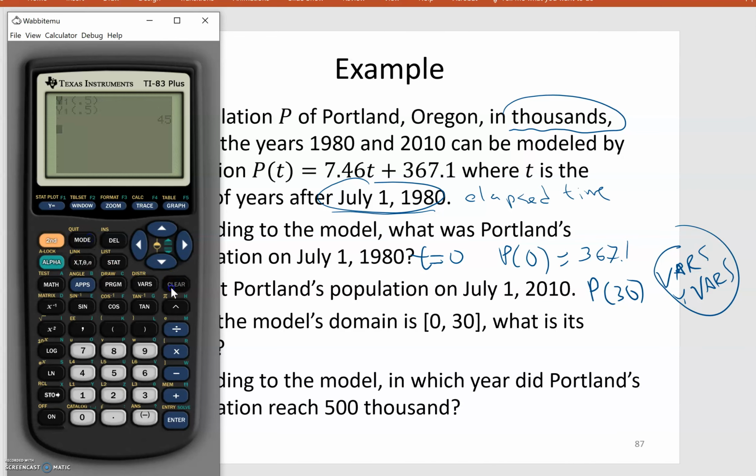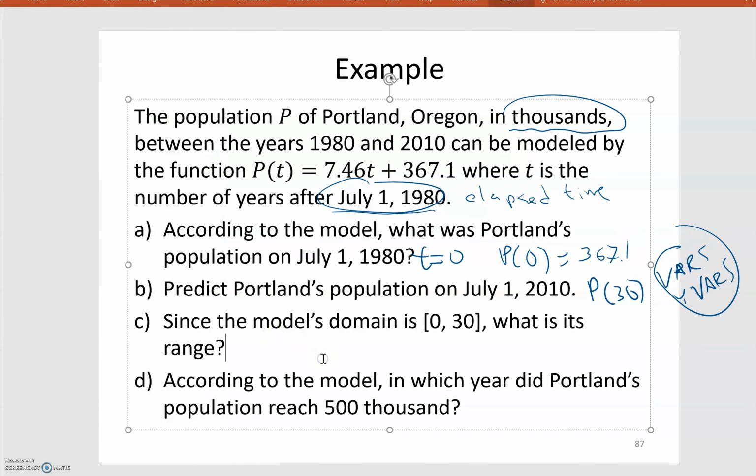I want to know the value of the function at time 30. That's 30 years. Now notice I didn't put in 2010, I put in 30. Okay. And that's 590.9. So that's 590,900 people. Okay.